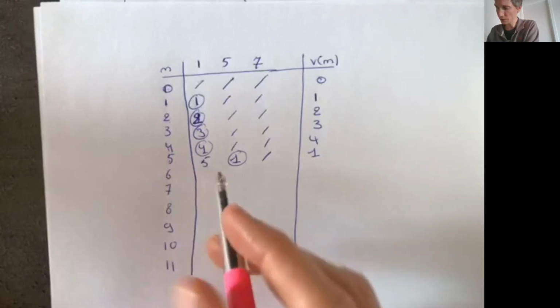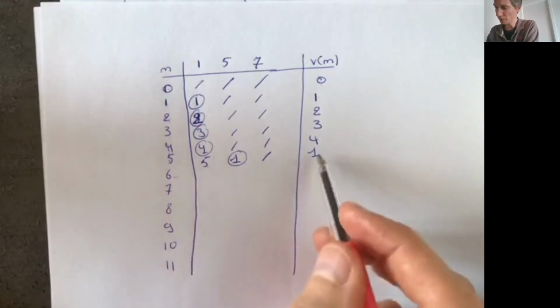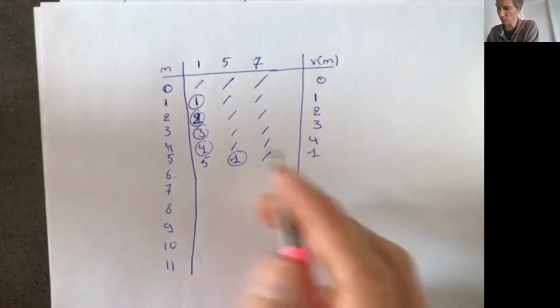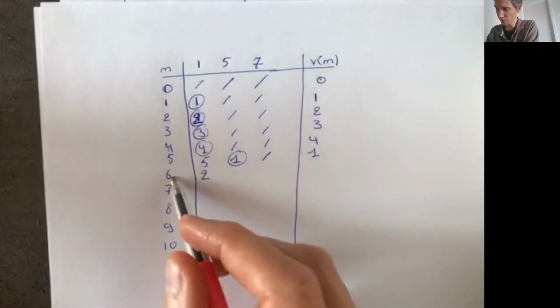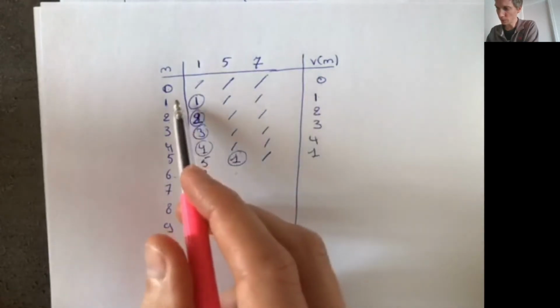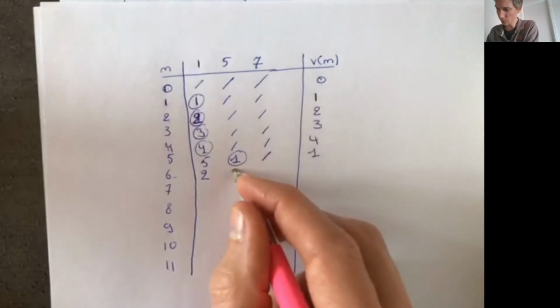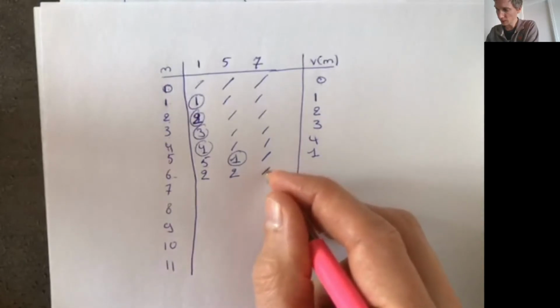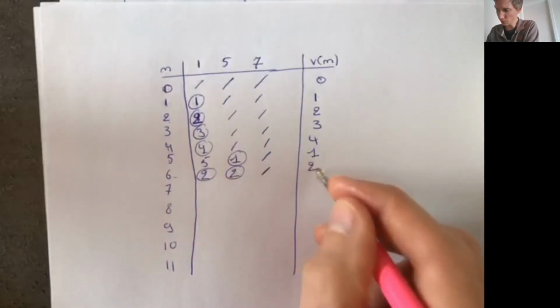If I have a 6, I can use a 1-cent coin. Then I still have to repay 5, and for this I can use 1 coin. So here it's equal to 2. If I use a 5 coin, I use 1 5 coin, and then still need to repay an amount of 1, for which I use 1 coin. So it's also equal to 2 coins, and I cannot use a 7. So here the optimum is equal to 2.